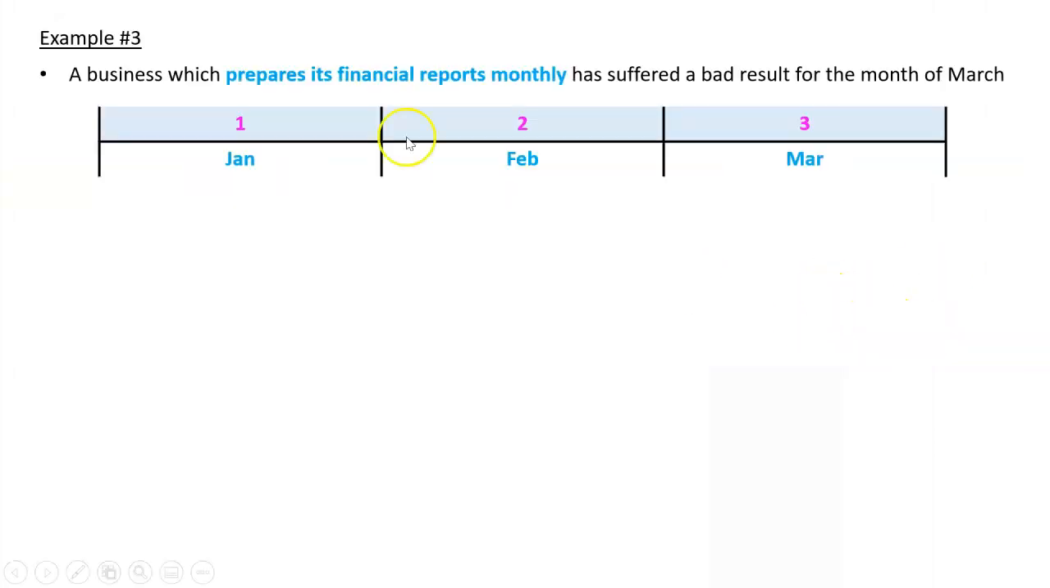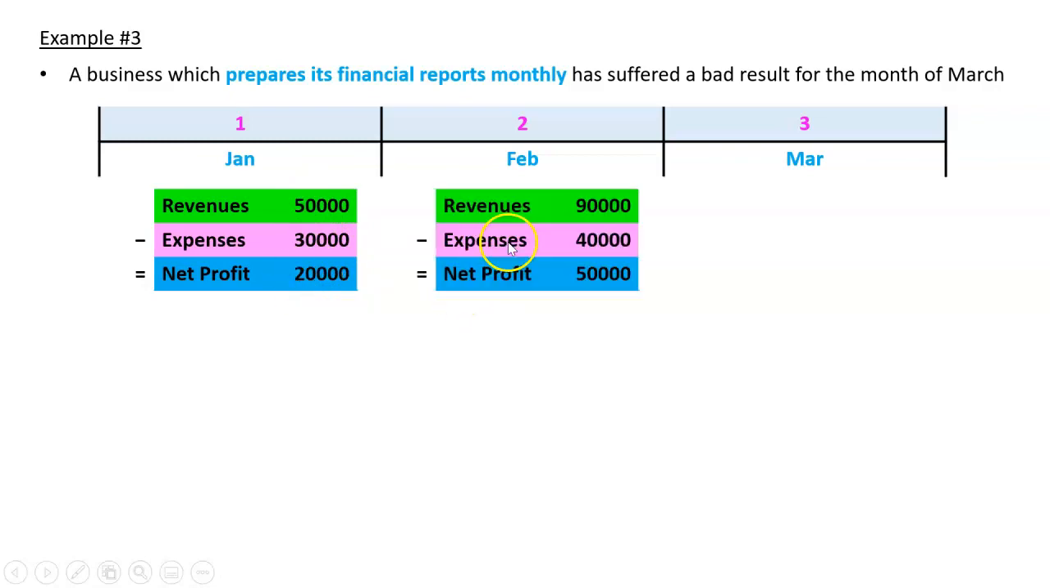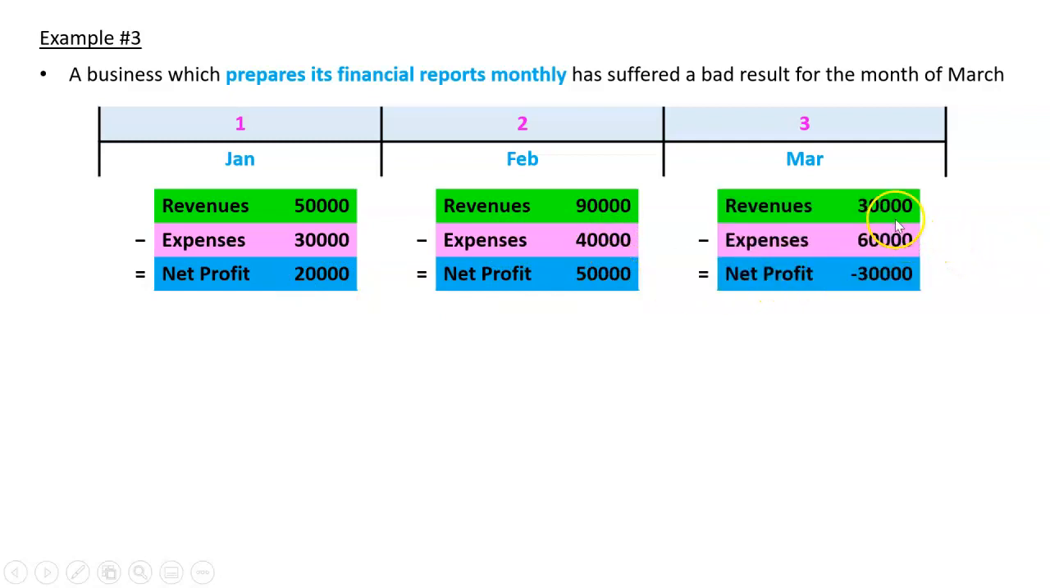Example number 3. A business which prepares its reports monthly has had a bad result for March. So let's look at January. Revenues 50,000, expenses 30,000. So we're matching here revenues with expenses. We get a good net profit. February, revenues 90,000, expenses 40,000, equals a profit of 50,000. March is not good though. We've got revenues of 30,000, expenses of 60,000. That's actually a net loss here of $30,000.